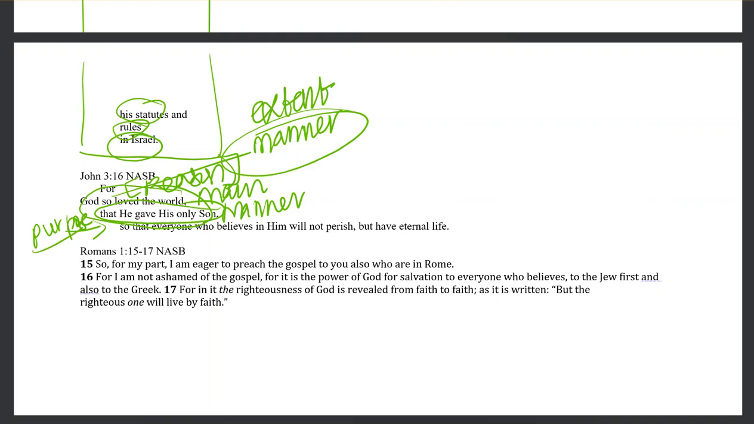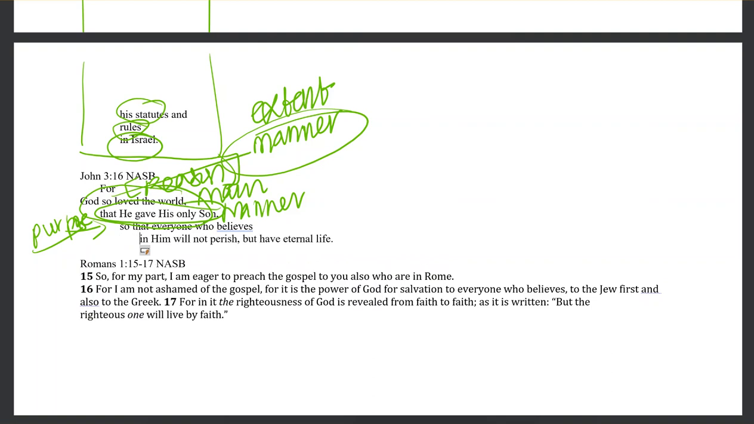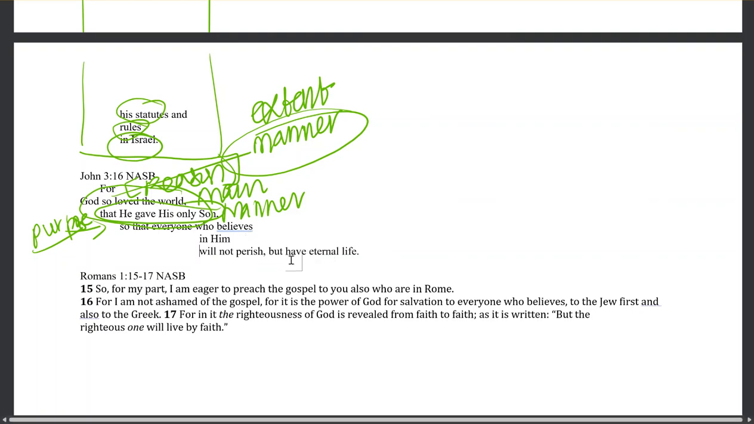So that everyone who believes, okay, you could go granular here and say everyone who believes in him. You could do that. I wouldn't, but you could do that. Everyone who believes will not perish, but have everlasting life. We could even go further and say will not perish, but have everlasting life, would go like so.